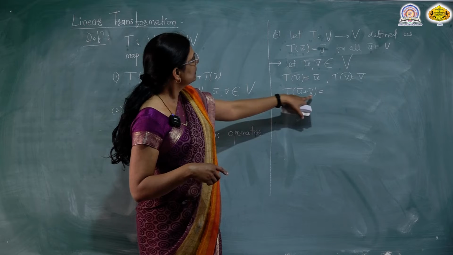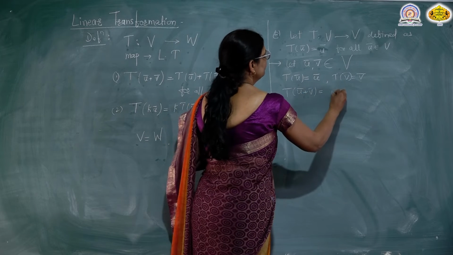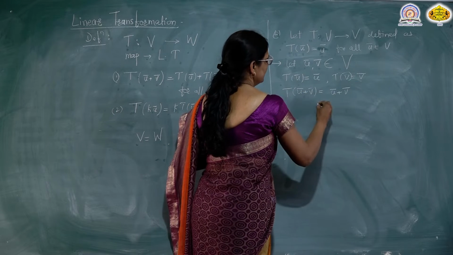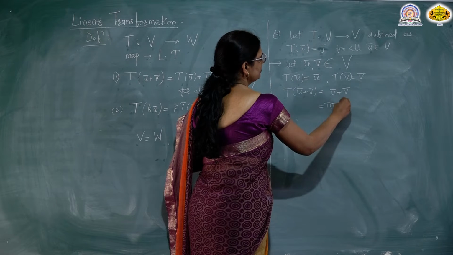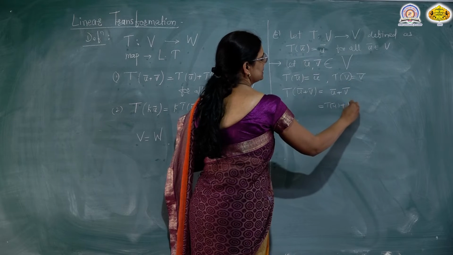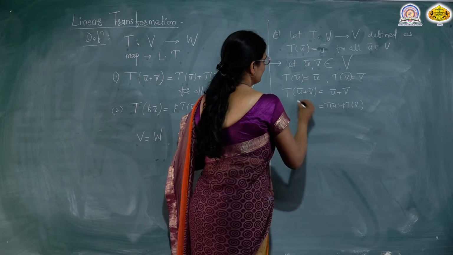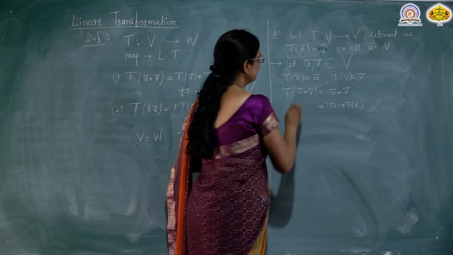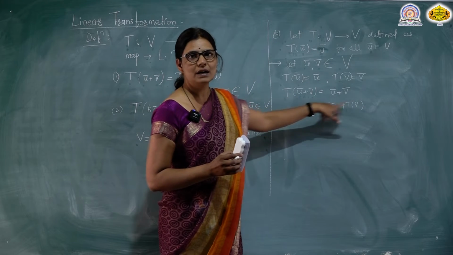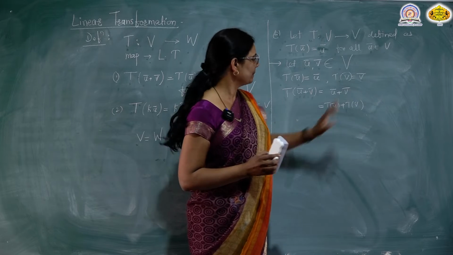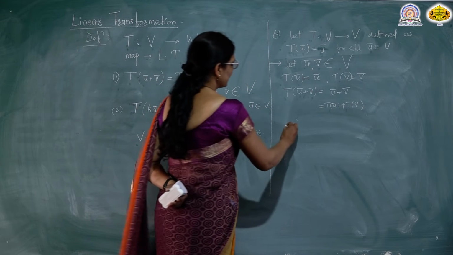So T of u bar plus v bar is again equal to u bar plus v bar. This is the same as T of u bar, and v bar is the same as T of v bar. So here the first property is fulfilled: T of u bar plus v bar is the same as T of u bar plus T of v bar. Now consider the second property.